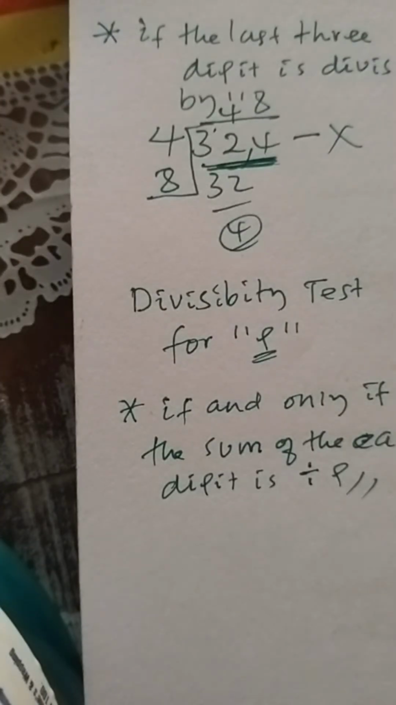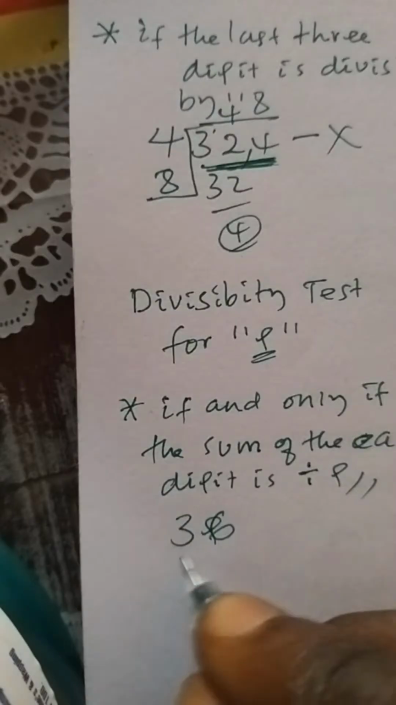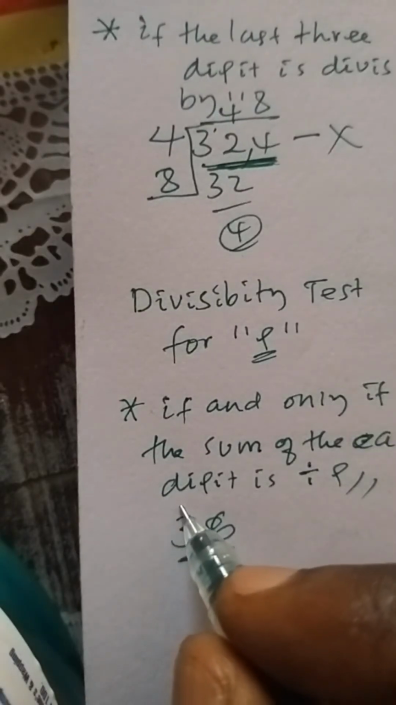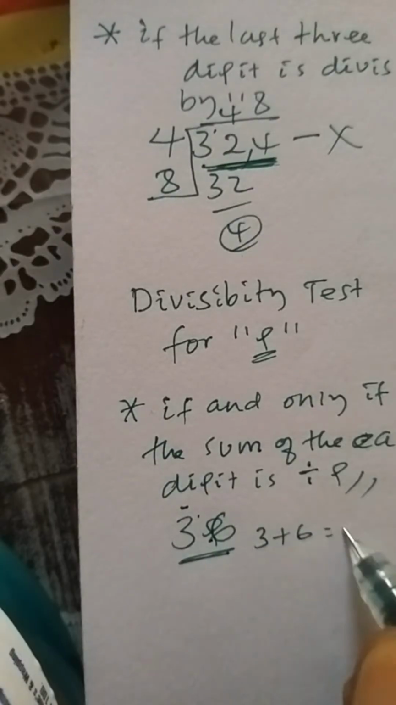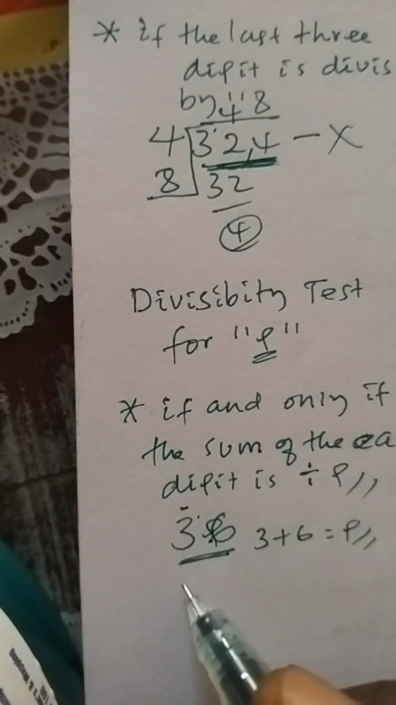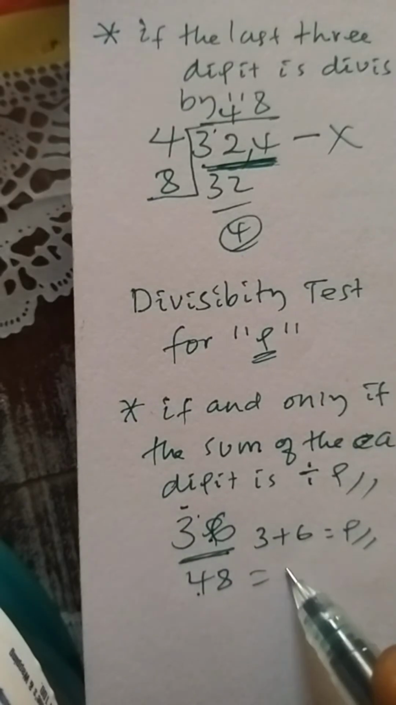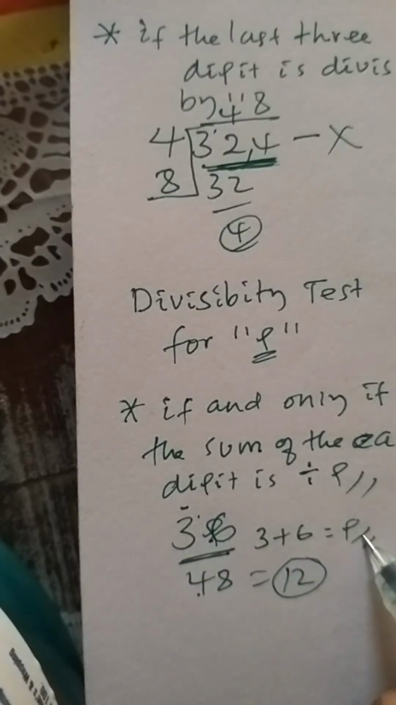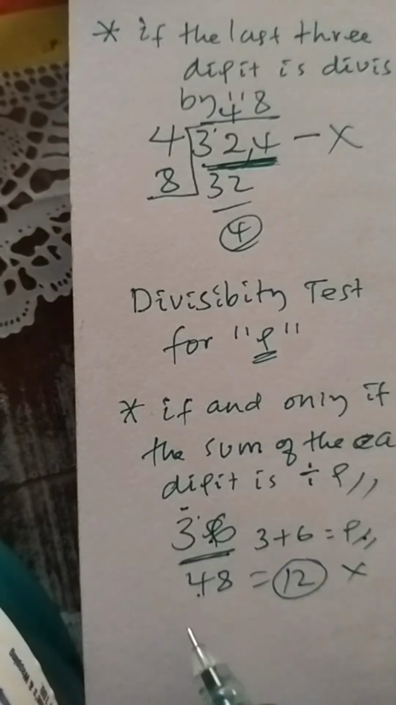So let's take 36. Is 36 divisible by 9? To check, 3 plus 6 is 9. So 9 is divisible by 9, so it is good. Okay, let's take 48. Add 4 and 8, that is 12. Is 12 divisible by 9? No.